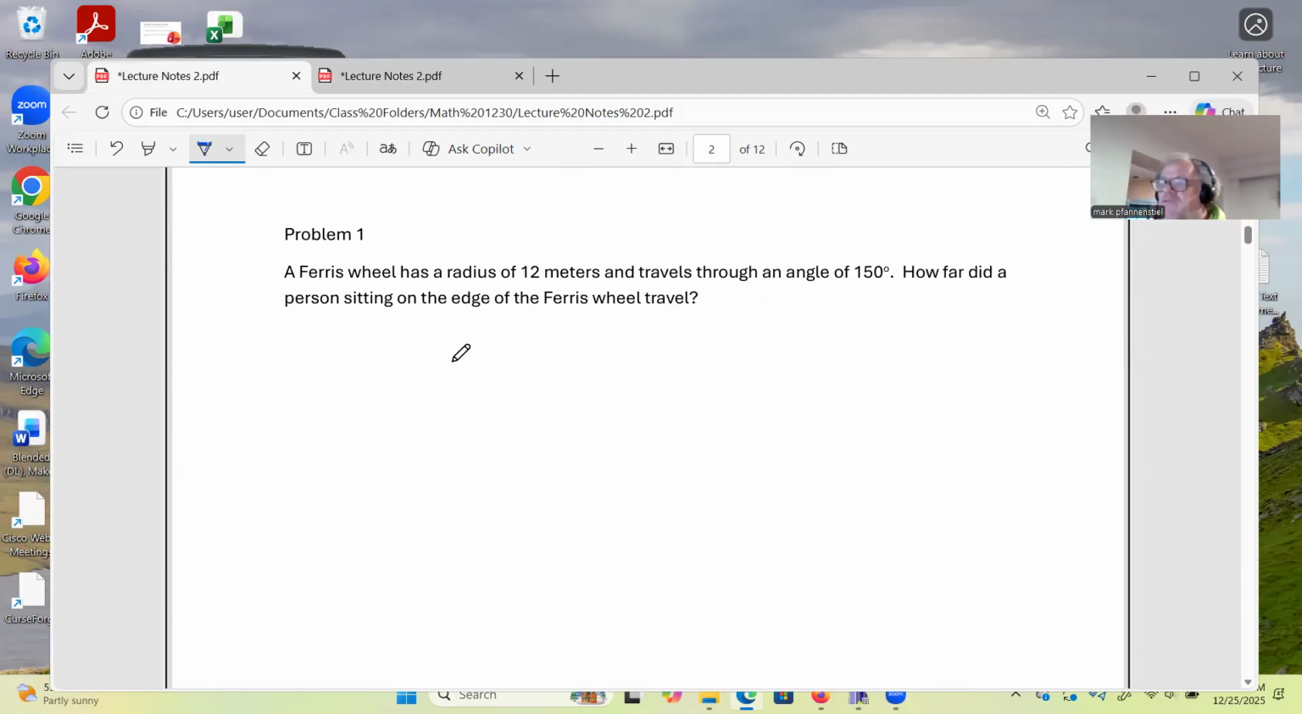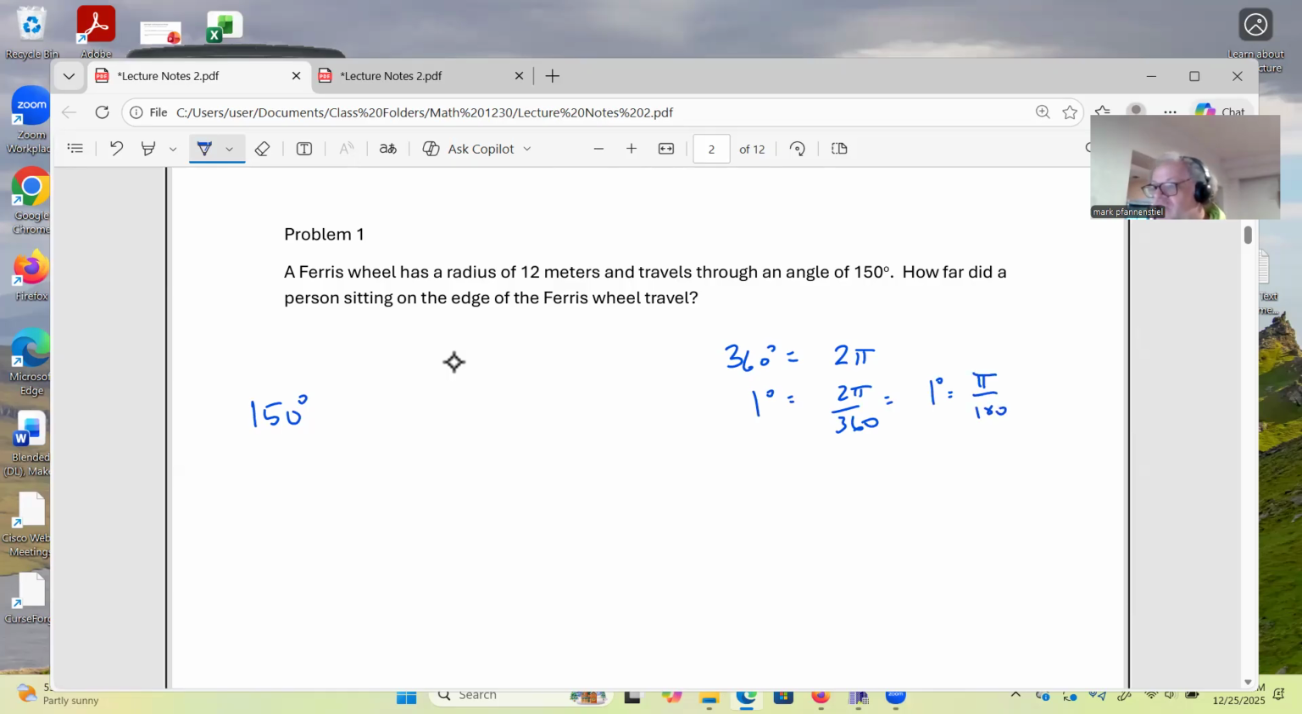We have a Ferris wheel with a radius of 12 meters that travels through an angle of 150 degrees. How far did a person sitting on the edge of the Ferris wheel travel? The first thing we have to do is convert 150 degrees. You have to remember that 360 degrees is equal to 2 pi, so 1 degree is equal to 2 pi over 360. We'll reduce and say that 1 degree is equal to pi over 180.